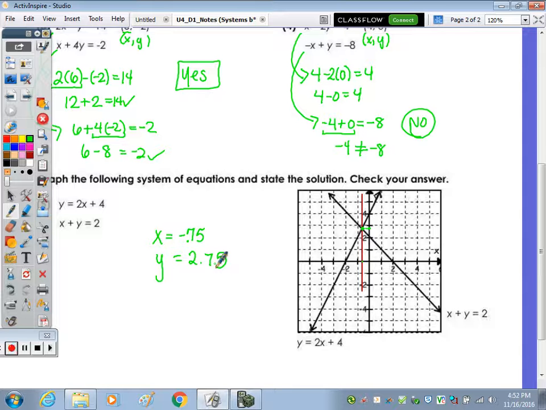Okay, so when you can actually see where they intersect, you can estimate, but I'm going to show you a method on the calculator on our warm-up next class where I'll show you how to, on your calculator, find the decimal values for that point so you have an exact answer. So our solution is the point. So writing it as an x and y value as a coordinate, negative 0.75, 2.75 as our solution.